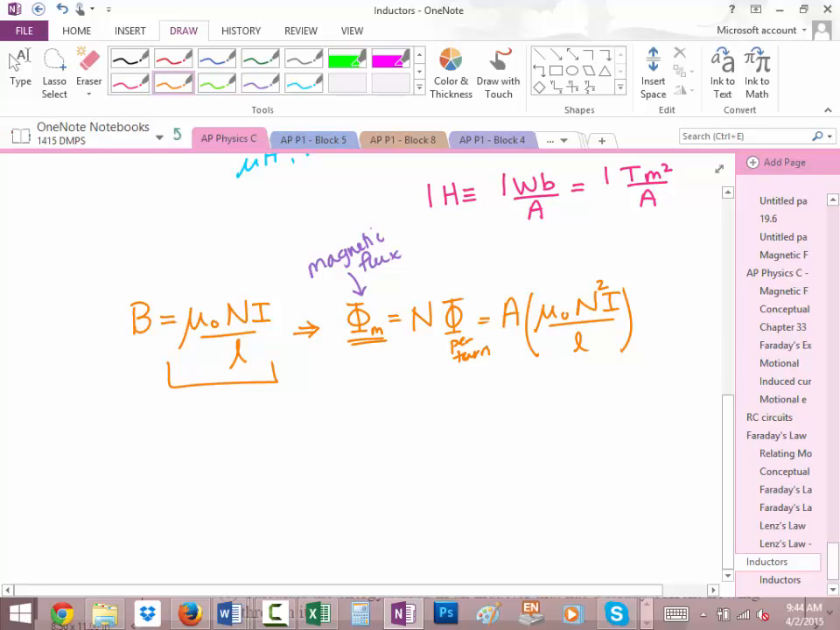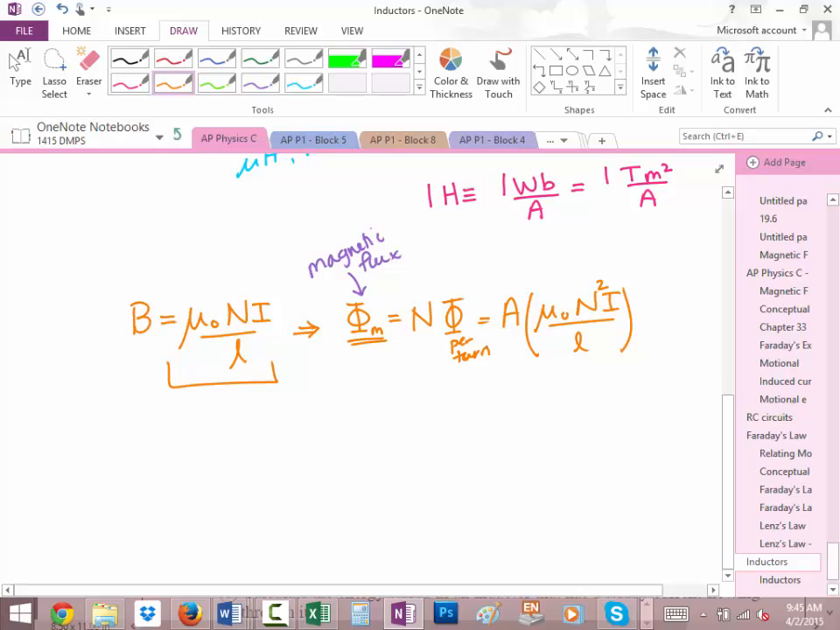Because the magnetic field is going through a bunch of turns. So the flux is going through each of those turns. The total magnetic flux is going to be the number of turns times the flux per turn. And the B field is generated in that solenoid. That's where that N comes from. So that's where the two N's are, so that's why it's N squared. Is that okay with everybody?